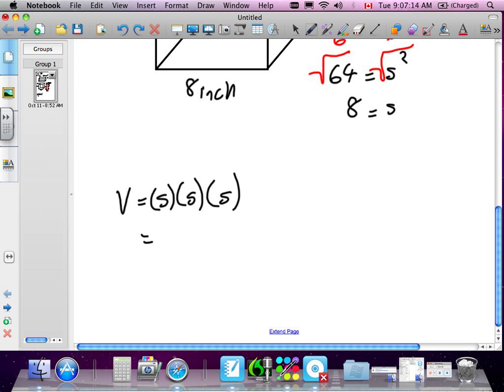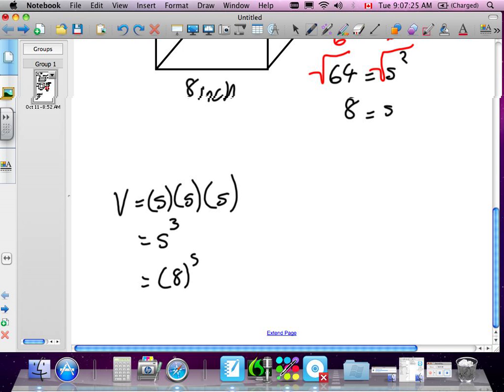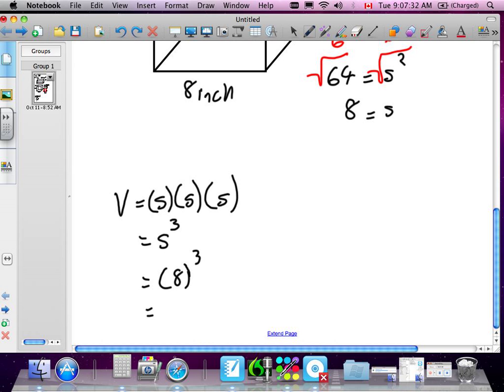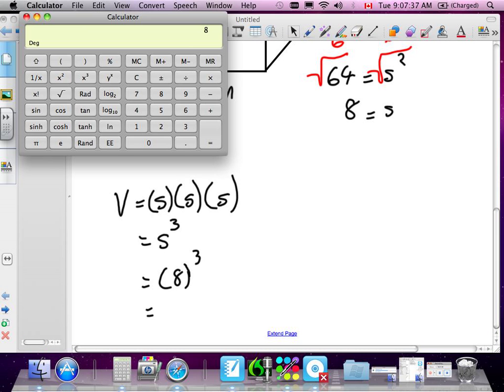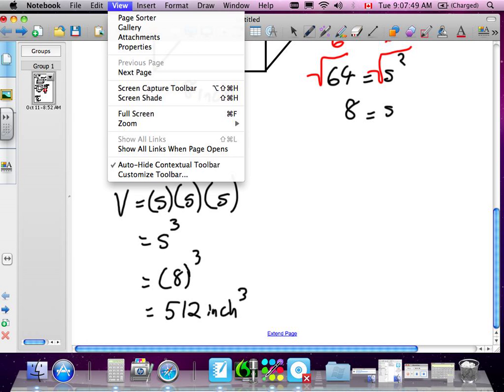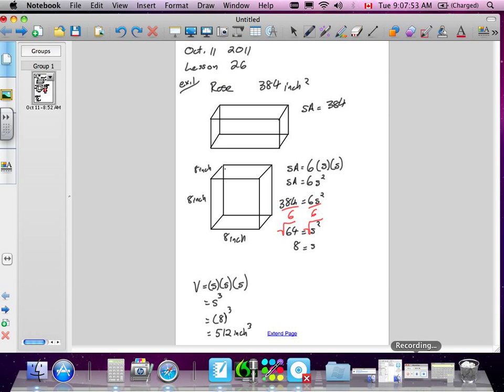Okay? We know that one side is 8 inches, so we substitute 8 in for the s. It's 8 to the power of 3. And when we type in 8 to the power of 3 in a calculator, 512. So the volume of the cardboard box we just made is 512 inches cubed because we're working with 3 dimensions.